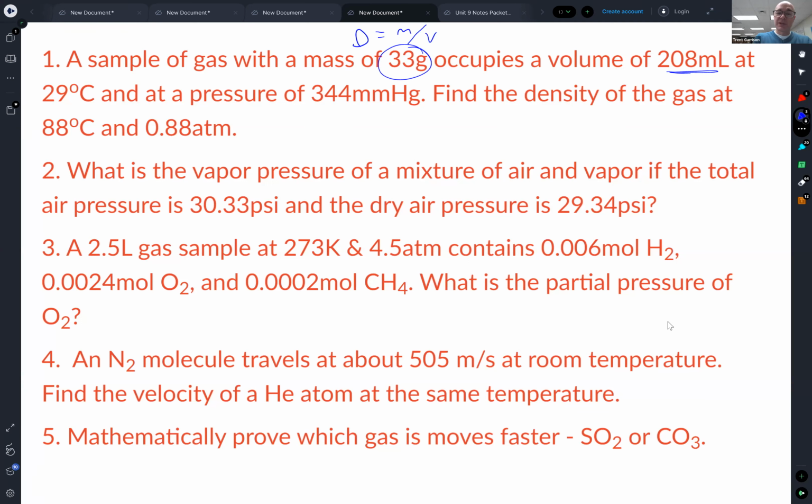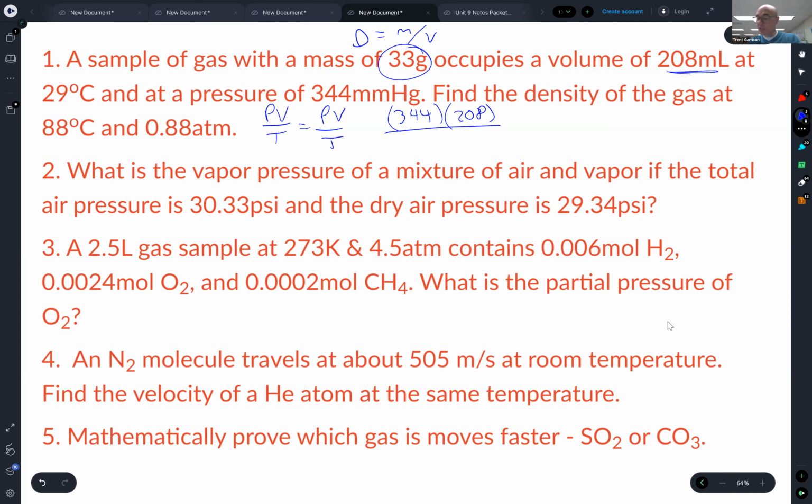So what we're going to do is set up the combined gas law. So that's PV over T equals PV over T. My first pressure is going to be 344. We can use the pressure that is given. Don't have to convert it. The volume we can use is 208 milliliters because they're the same on both sides, so we don't have to convert it. The one thing we do have to convert, however, is our temperature. That must be converted. I add 273. So you must do that to both of those temperatures. So 88 plus 273 is 361 and 302 for the 29 plus 273.